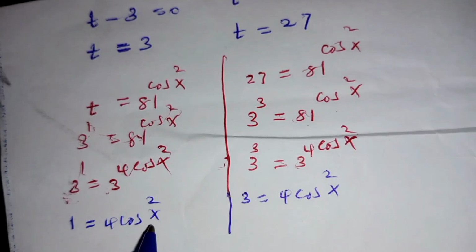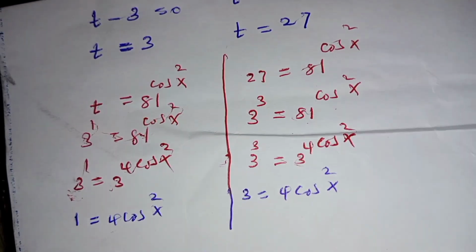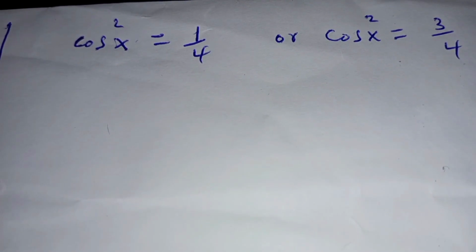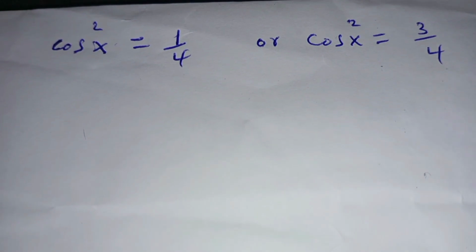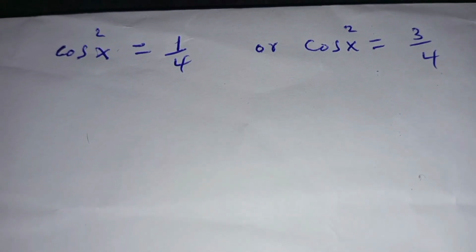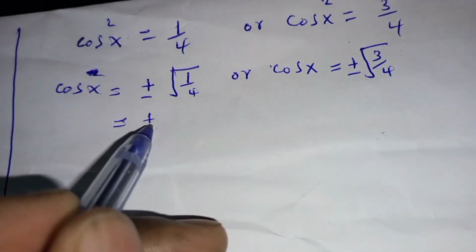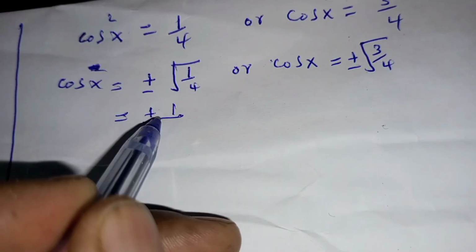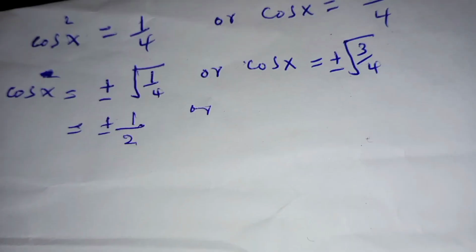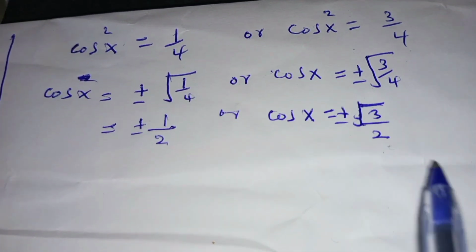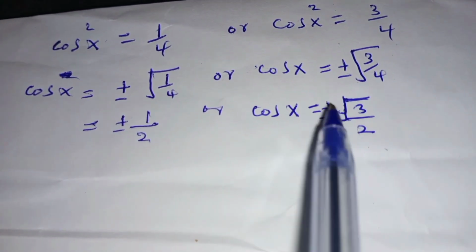From here, we divide by 4, and here we divide by 4. So we have cos squared of x being equal to a quarter, and cos squared of x being equal to 3 over 4. So you shall take the square root on both sides. Square root of 1 is plus or minus 1, square root of 4 is plus or minus 2. For the other part, square root of 4 is 2, and square root of 3 we leave as root 3.